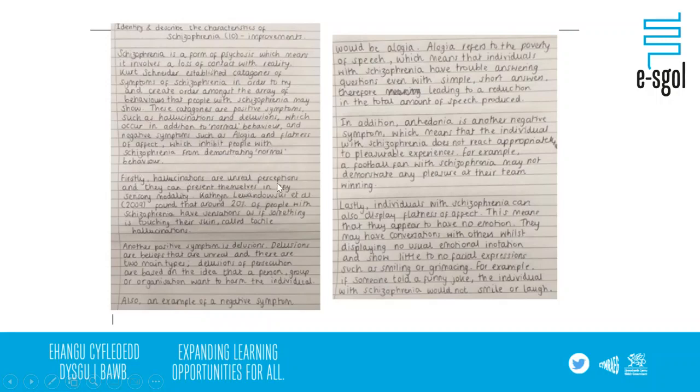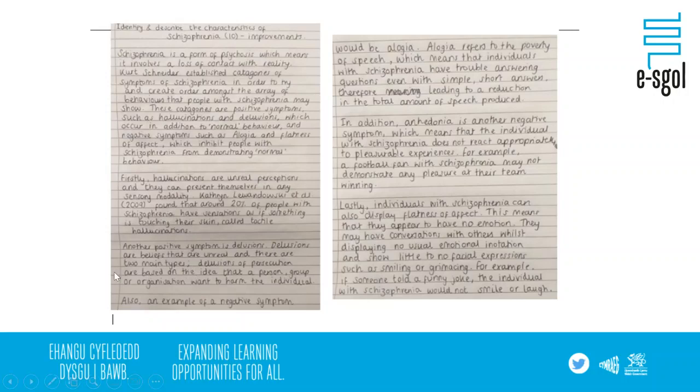Firstly, hallucinations are unreal perceptions, and they can present themselves in any sensory modality. Catherine Lewandowski et al. found that around 20% of people with schizophrenia have sensations as if something is touching their skin, called tactile hallucinations. Now, this is a really, really nice example of depth. They are talking about hallucinations and they are providing a really nice example and a little bit of research. So a really nice example of how to add depth into your answer there. Okay, really impressive.